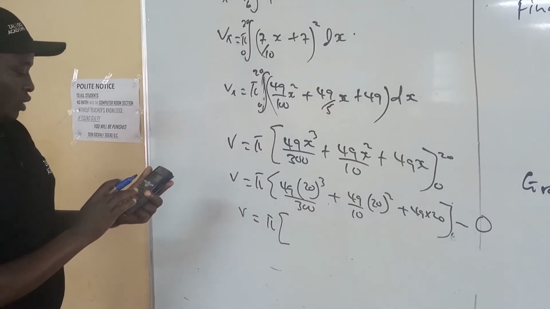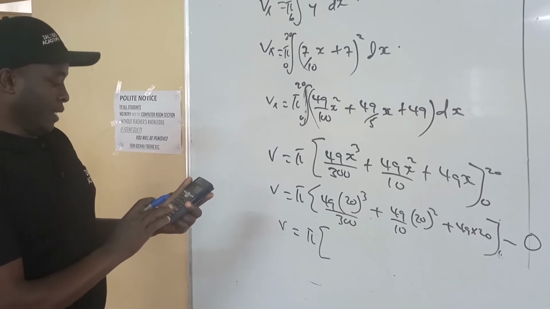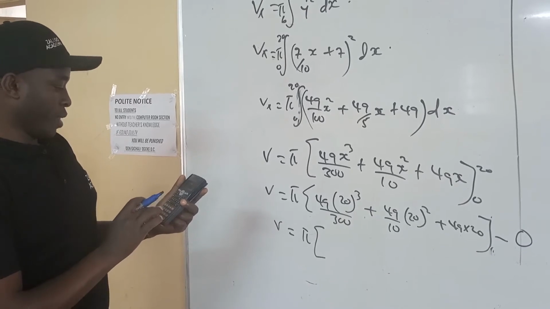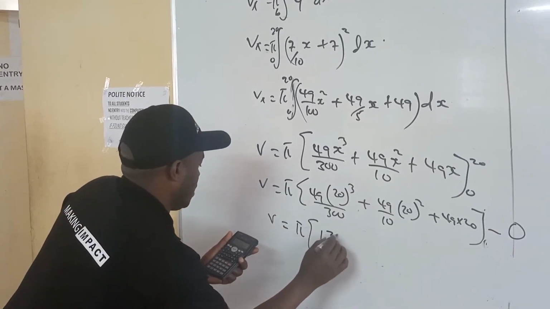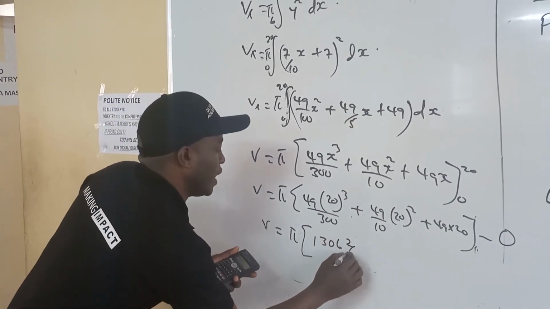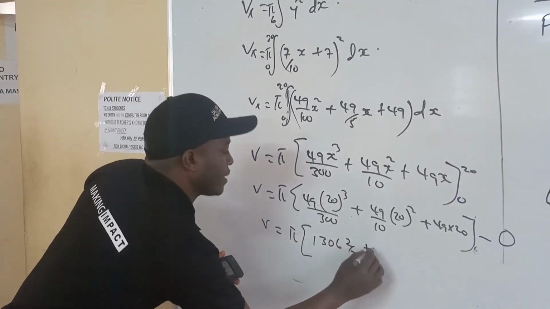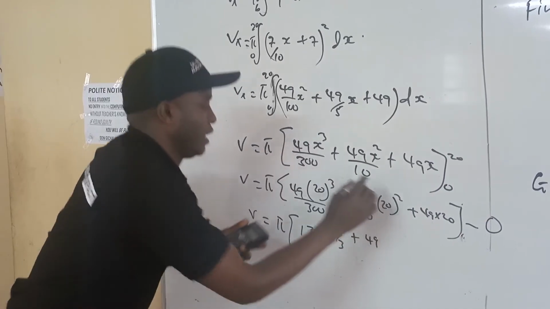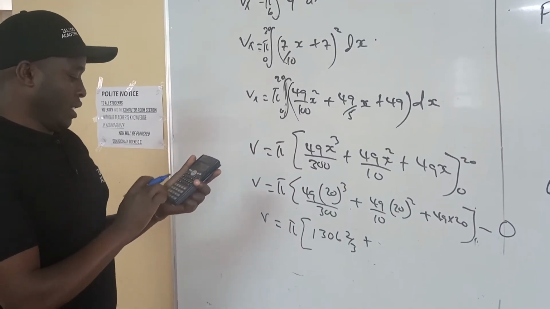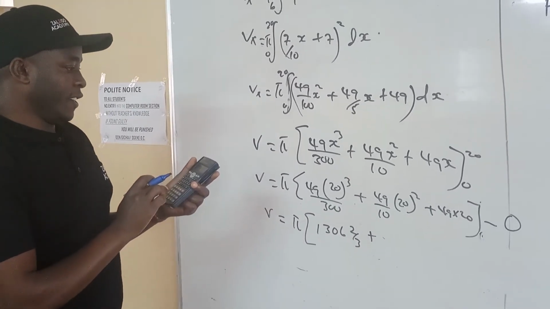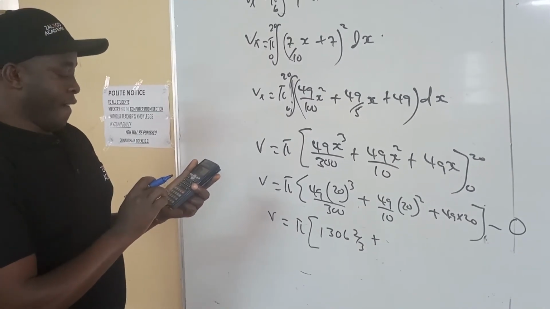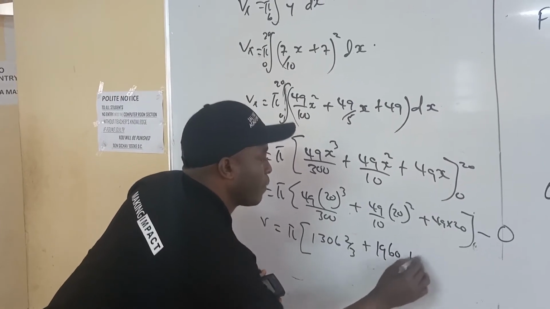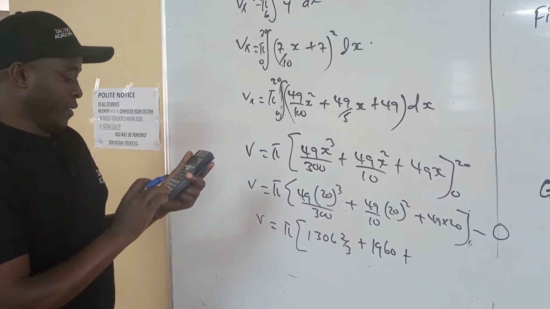So you do this one, V equals pi into, that is 20 cubed times 49, then you divide it by 300, you will find 1306.666 recurring, which is the same as 1306 and 2/3, plus 49 times 20 squared, whatever you get divided by 10, you get 1960, then plus 49 times 20, you get 980.